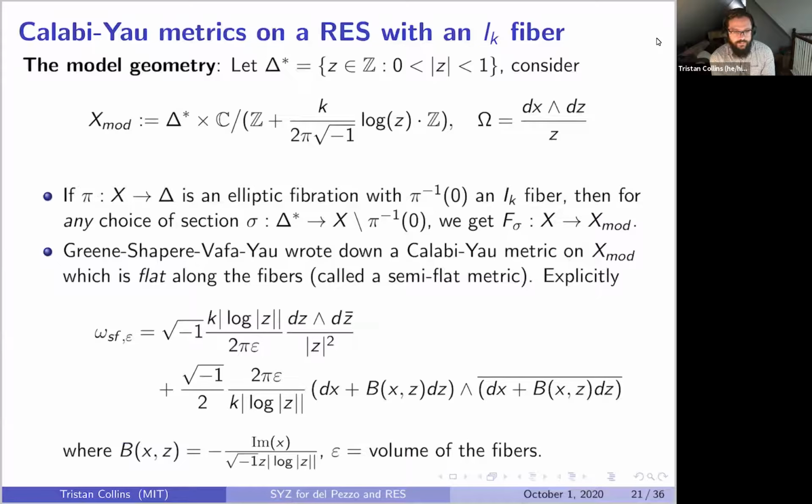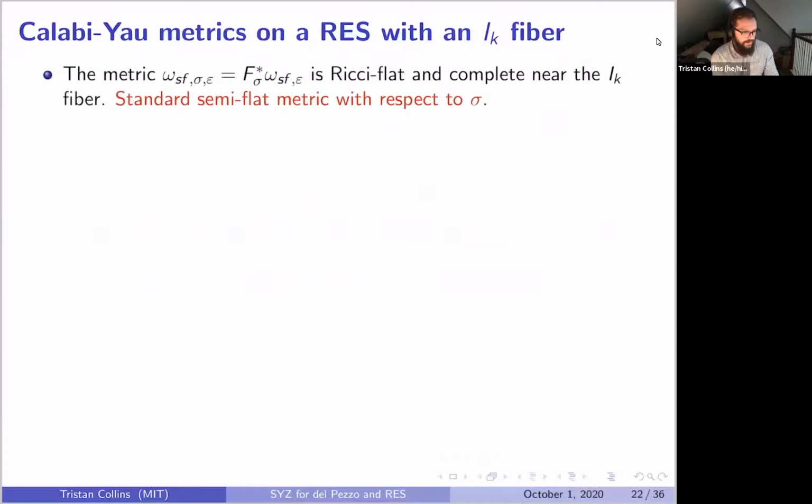It looks very complicated, but you don't need to understand it; the formula is not so important, I just wanted to write it down. There's a parameter here, epsilon, which is the volume of the fibers of the fibration. Let me say one more thing: a semi-flat metric with respect to a section is the pullback of this model semi-flat metric by this relative Abel-Jacobi map. We're going to call that a standard semi-flat metric with respect to σ. So there's a choice of section that goes into this model, which is what I wanted to emphasize here.